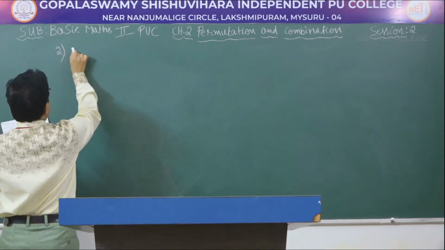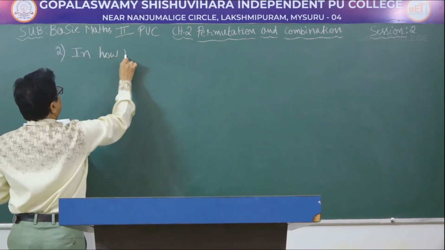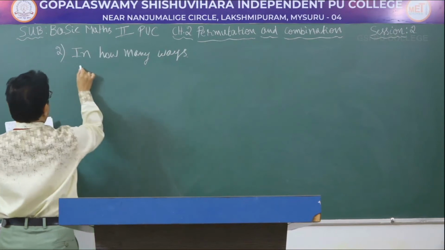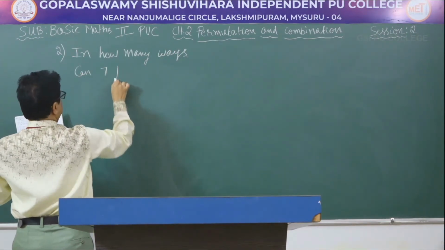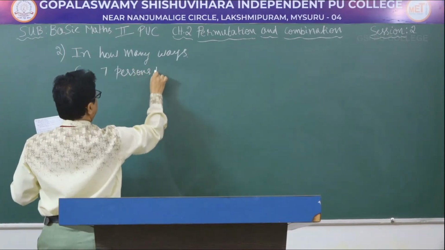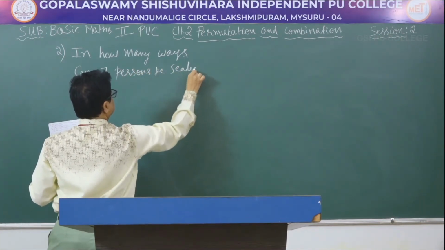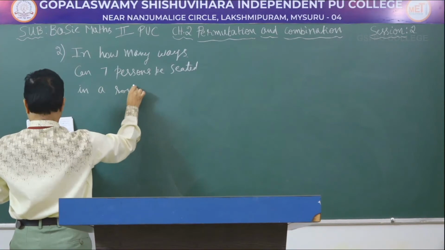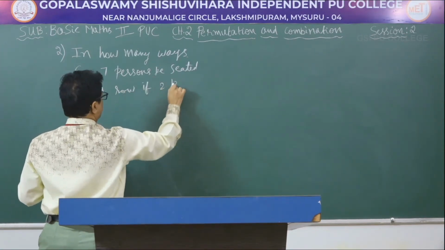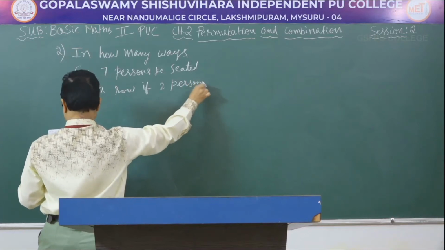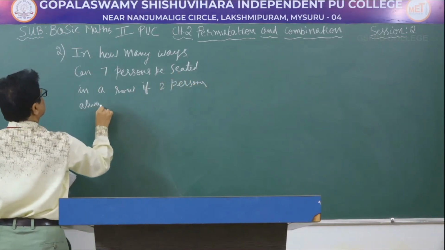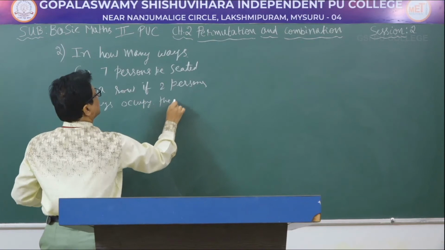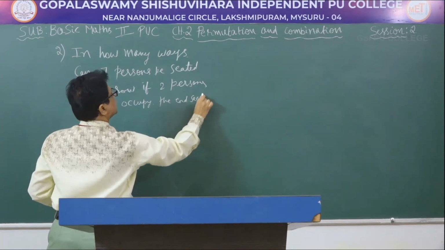So, next problem: in how many ways can 7 persons be seated in a row, if 2 persons always occupy the end seats.